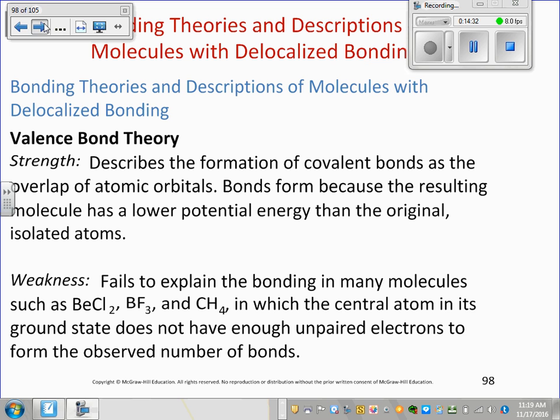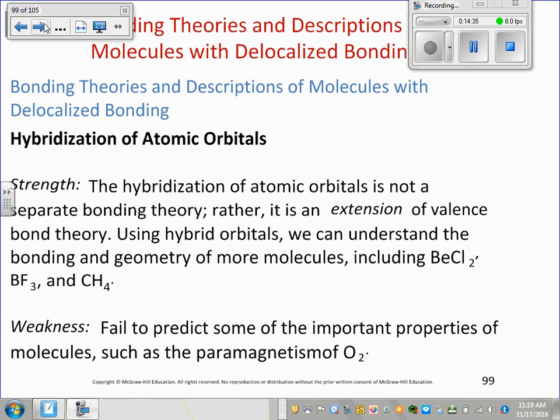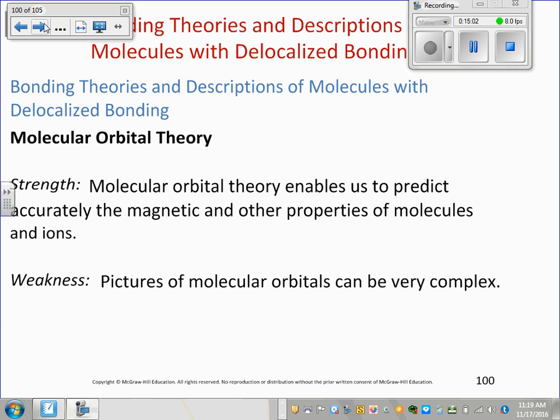So then they went on to hybridization of atomic orbitals. It's an extension of the valence bond theory. By doing the hybridization, we can explain why BeCl2 exists, CH4 exists, and so forth. But it fails to predict certain properties, like whether a compound is paramagnetic or diamagnetic. Which then led to the molecular orbital theory. That helped us predict whether it's paramagnetic or diamagnetic.